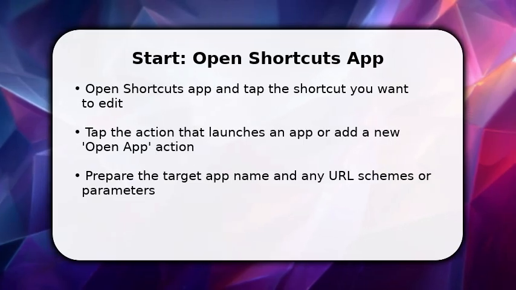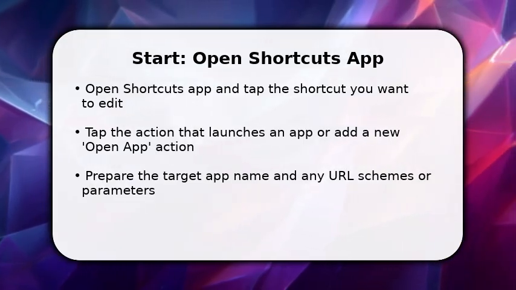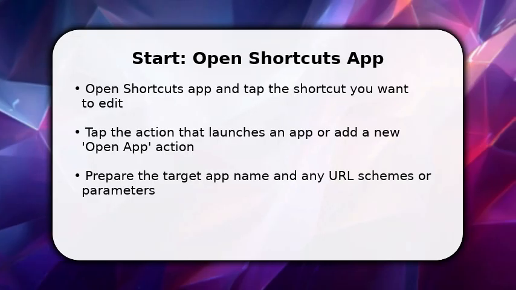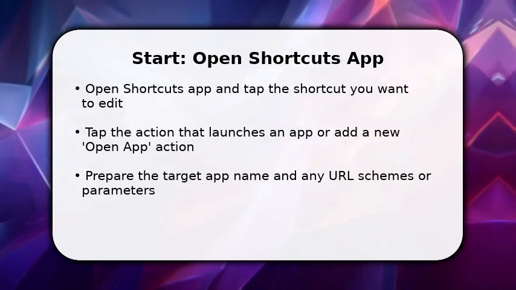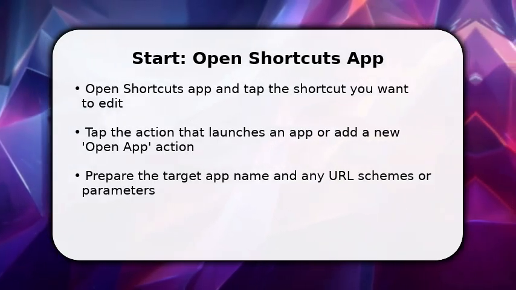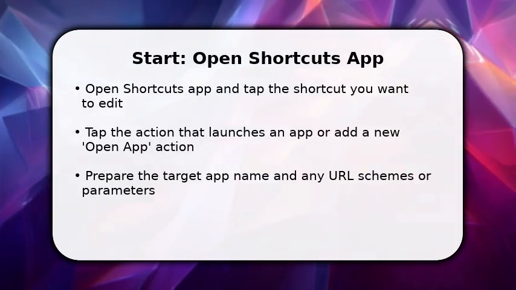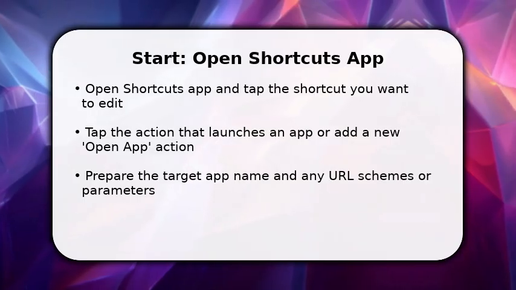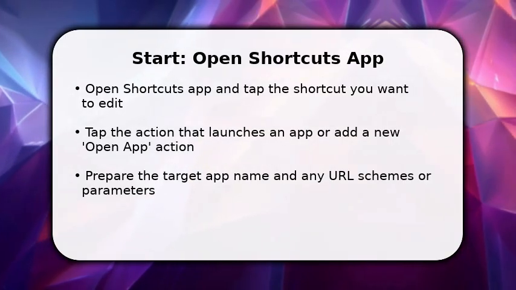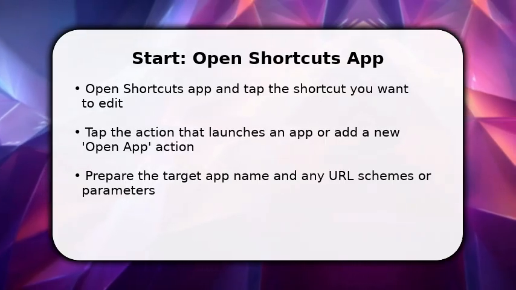Enjoy the video. You'll start inside Shortcuts. Open the shortcut to change its app action now. Tap the existing action that launches an app or add a new Open App action from the Action Library. Once done, tap the App field to reveal your installed apps. You're doing this because switching the target app alters where the shortcut sends output and how variables are handled.